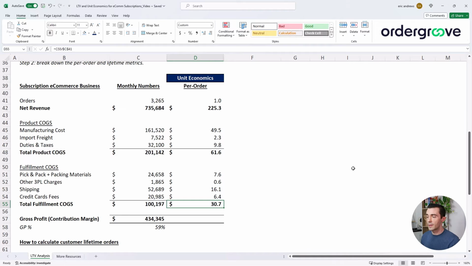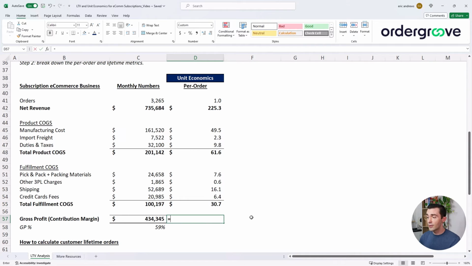And the per order unit economics view is a really helpful way to look at your numbers on a month-to-month basis, because you can very quickly see if you're having improvements or you're having worse performance in specific areas of the business in a way that's difficult to see when your numbers are consolidated. So I recommend doing this every single month.